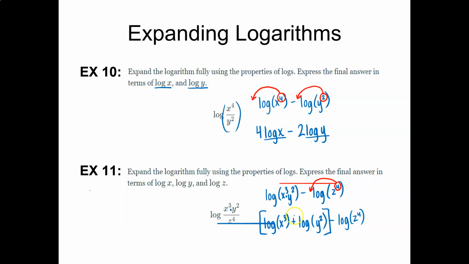So now we can take our exponents and pull them out front. So this exponent will go here, this exponent goes here, and this exponent goes here. So we end up with 3 log x plus 2 log y minus 4 log z. Yes?